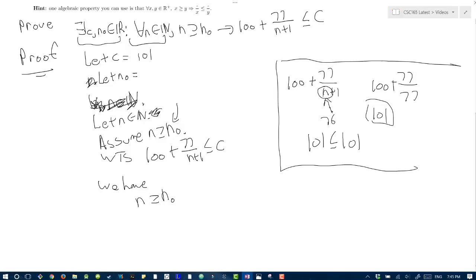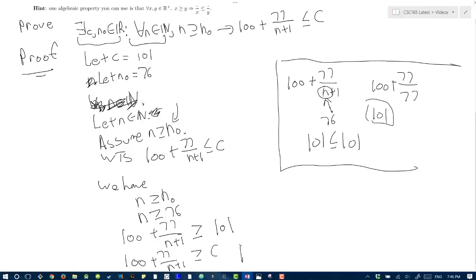We want n here to be 76. So let's try making n naught 76. So then what do we have here? We know that n is larger than or equal to 76. Okay. Well, if n is larger than or equal to 76, then we know that 100 plus 77n plus 1 is going to be larger than or equal to 101. And look at that, 101 is c. So we just proved that 100 plus 77n plus 1 is larger than or equal to c. And that's the end of the proof.